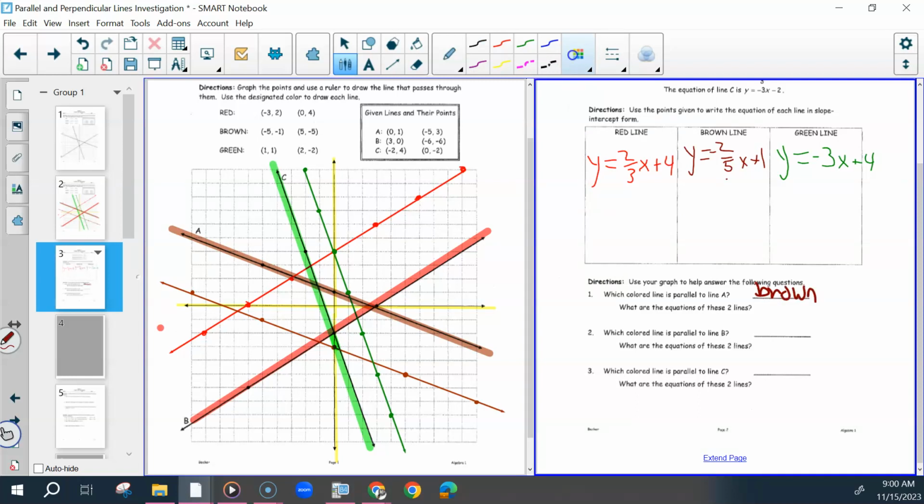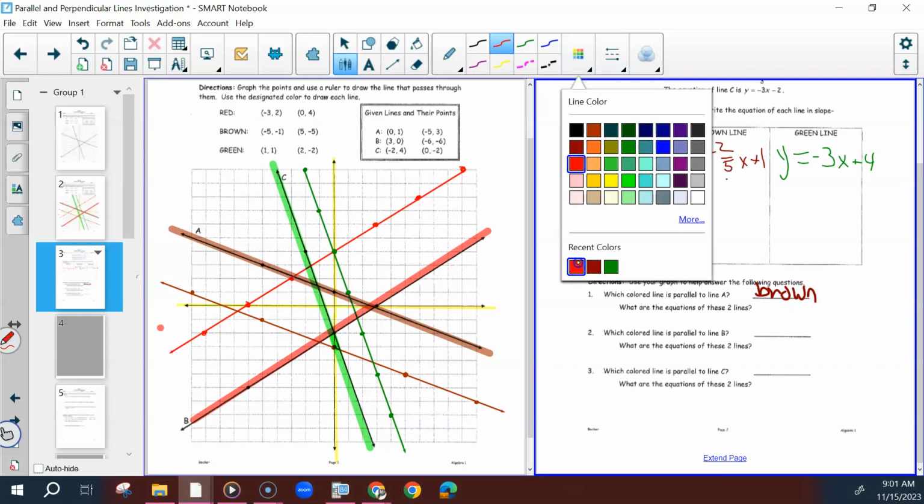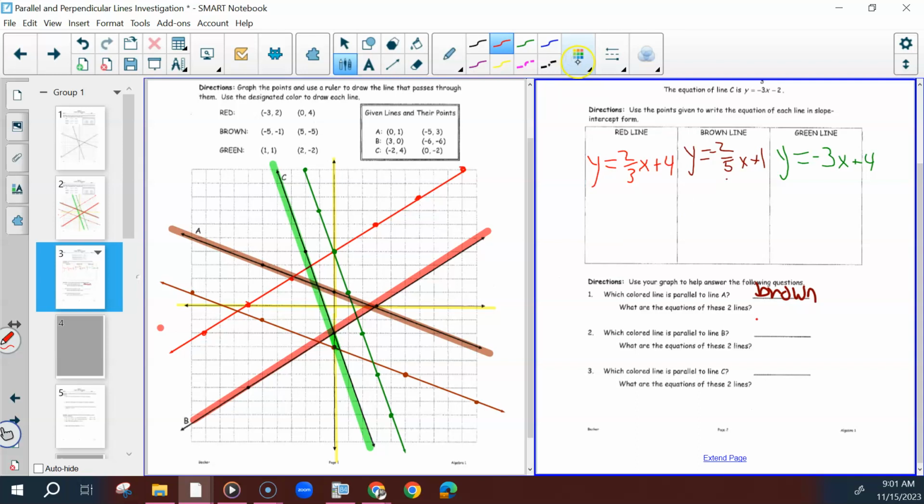We said which one is parallel to line B. Line B is this line right here. So the red one looks like it's right across from it. And then by default, the last one would be green.